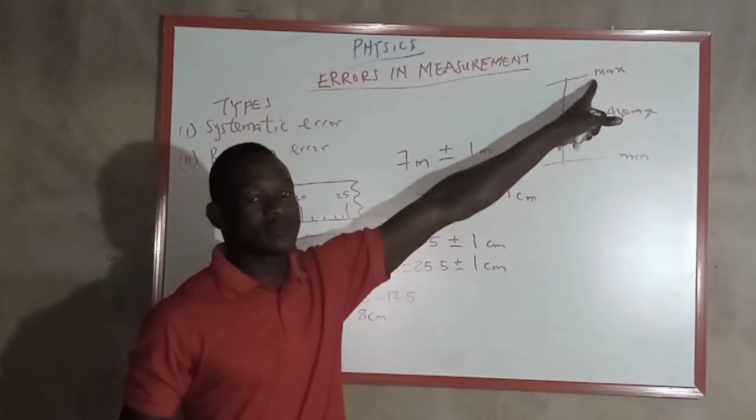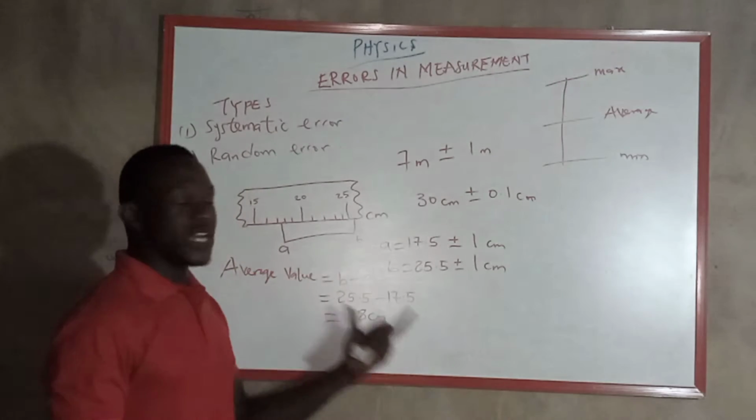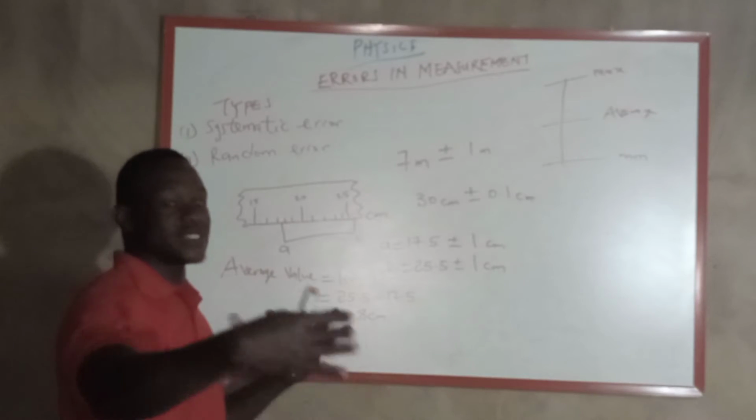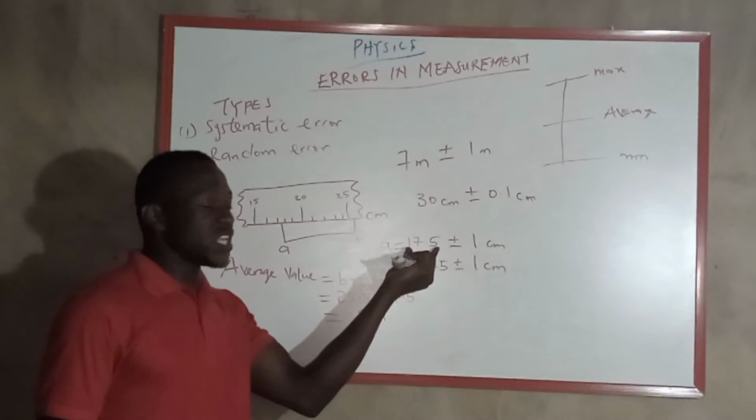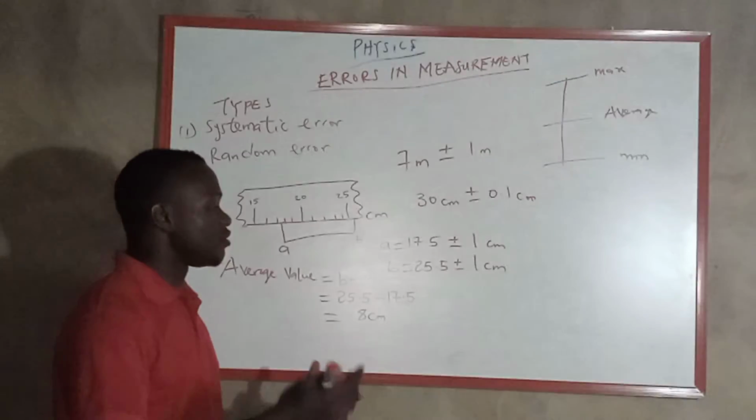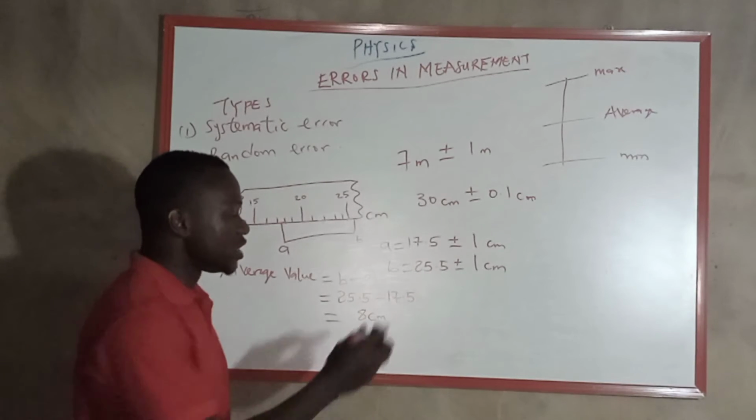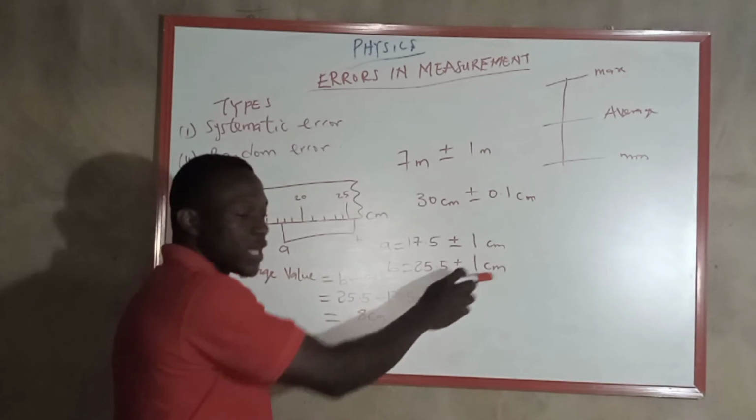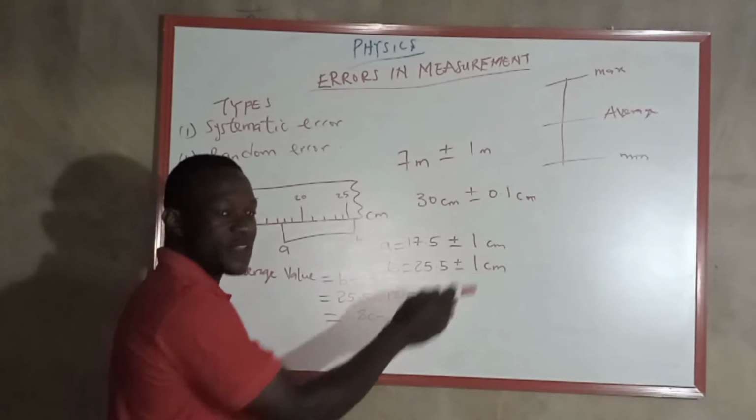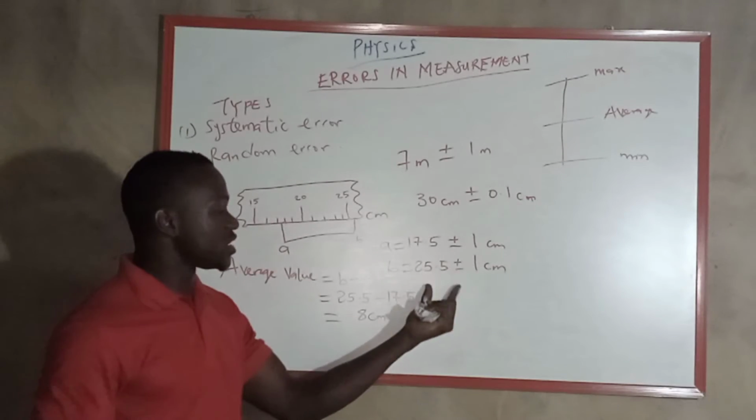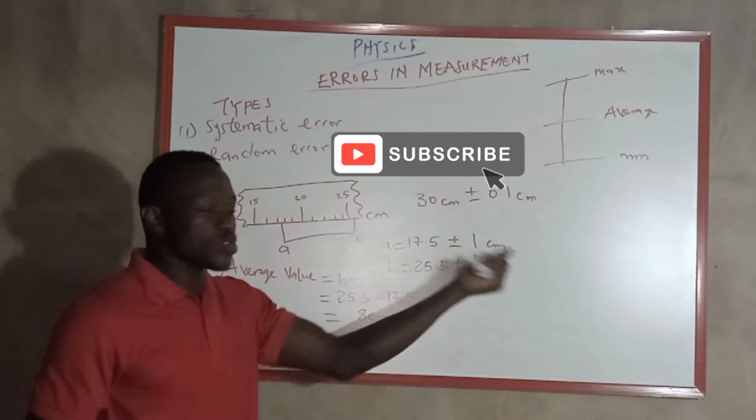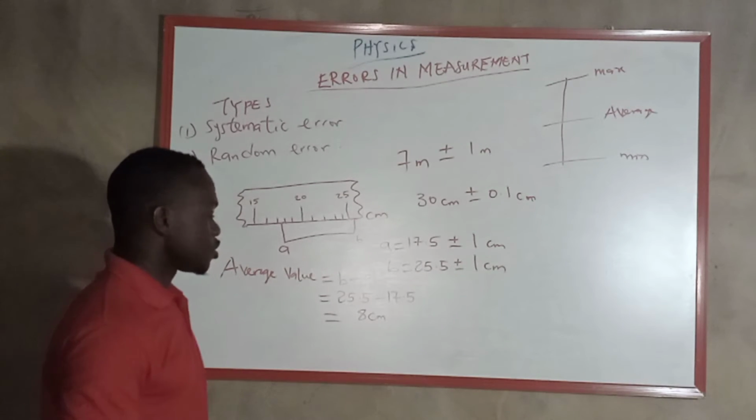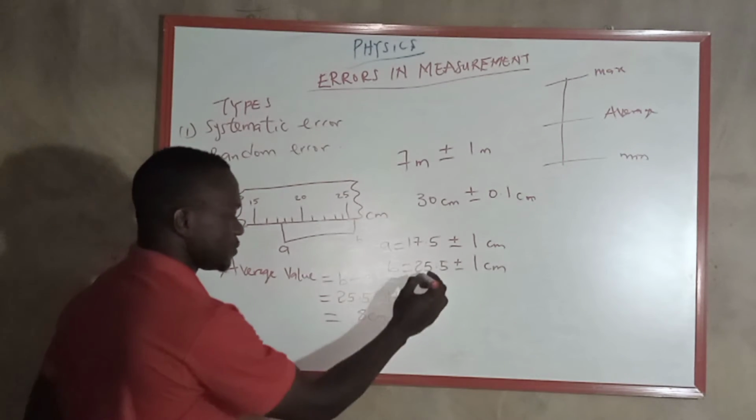The next is to get the maximum value and minimum value. Now, how do we get the maximum value? The maximum value is the longest value. That means it's going to be the highest value of B minus the smallest value of A. The highest value of B should be 25.5 plus 1. That's 26.5. While the lowest value of A should be 17.5 minus 1. That's 16.5.